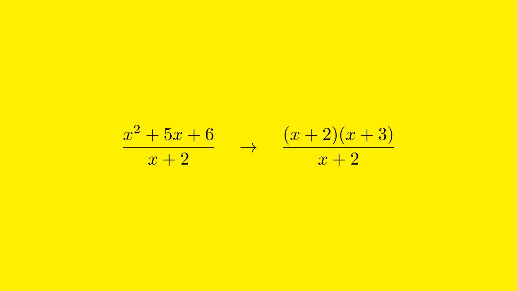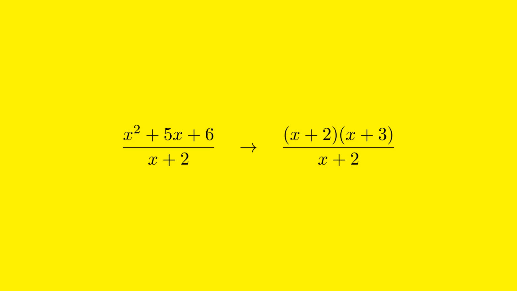Step 1 to solving the problem. Reducing the rational expression to lowest terms for the expression x squared plus 5x plus 6 over x plus 2 involves factoring the numerator. We start by recognizing that the numerator, x squared plus 5x plus 6, is a quadratic expression. To factor it, we need to find two numbers that multiply to 6, the constant term, and add up to 5, the coefficient of the middle term, x.